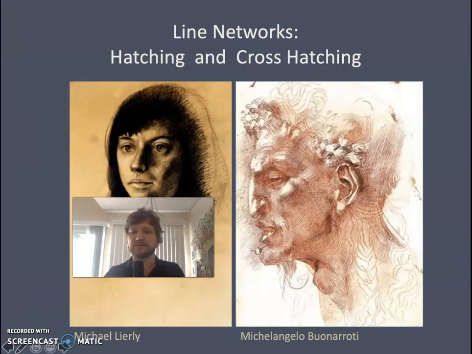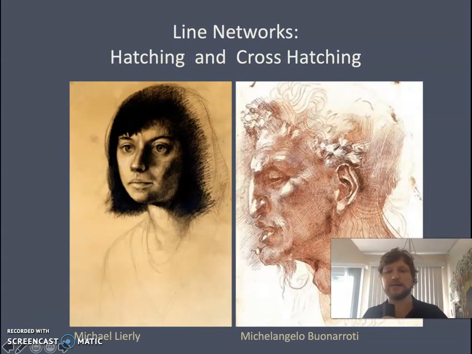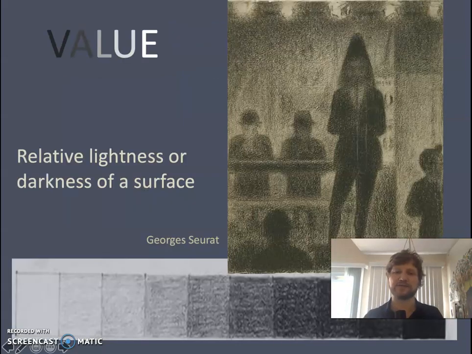That brings us to line networks. Strictly speaking, the most common line networks are hatching and cross-hatching. Hatching is usually light directional. If the light's up here, you'll hatch away from the light. Cross-hatching is form directional, or it might start out light directional, but then you come back over it with a crosshatch, and it's going form directionally. It's like the topography of the surface that you're describing. These are two really common ways to slowly build from line to value, which brings us to value.